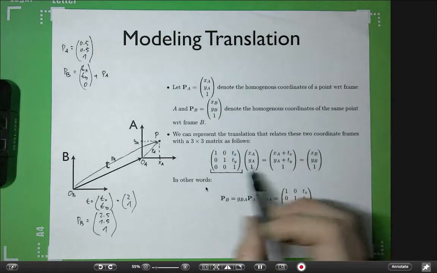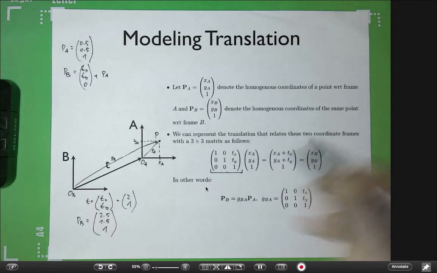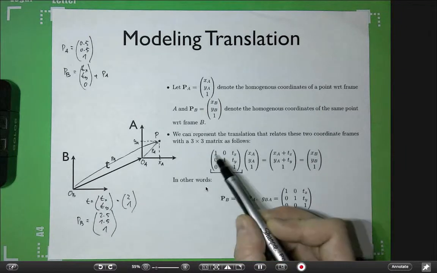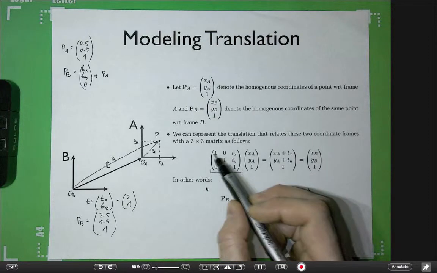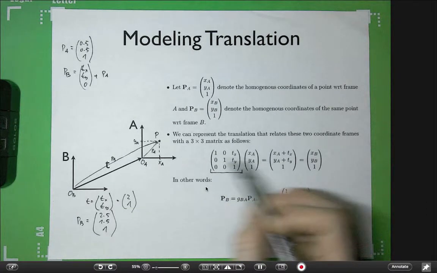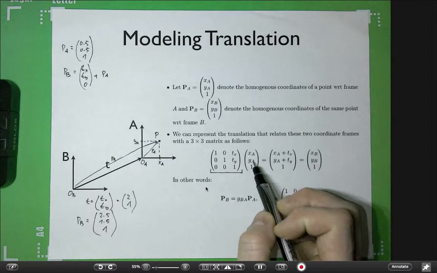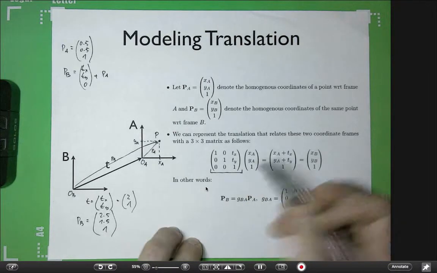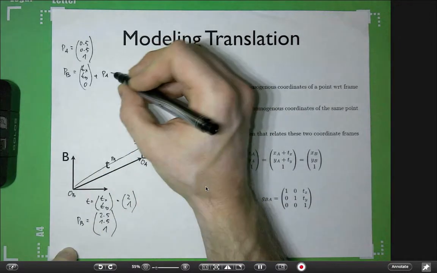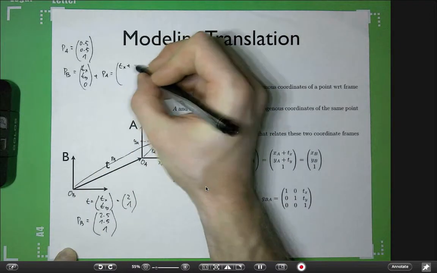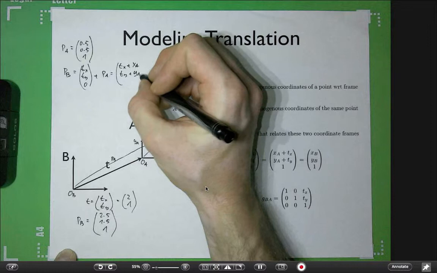Let's look at what happens if I take my PA, that's xa, ya, and 1, and multiply by this matrix. You remember how matrix vector multiplication works: I'm doing the dot product of this row with this vector. The first row gives me xa plus nothing, 0 times ya, plus tx. So this is xa plus tx. That's exactly what I wanted. If I write the whole thing, this is tx plus xa, this is ty plus ya, and this is 1.